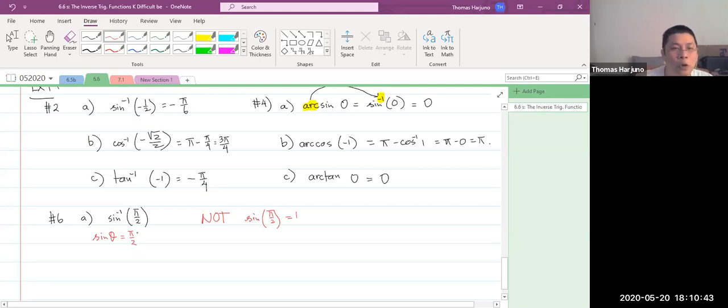But if you know pi is 3.14, divided by 2 is more than 1, right? So there's no such theta. In other words, pi over 2 is not in the domain of sine inverse, which is between negative 1 and 1. So of course, this is equal to undefined.